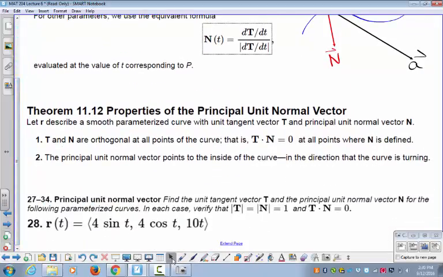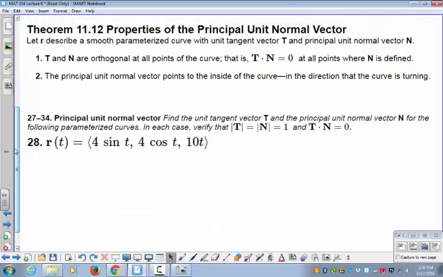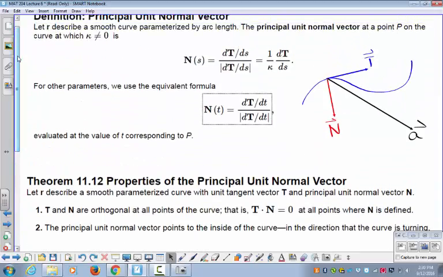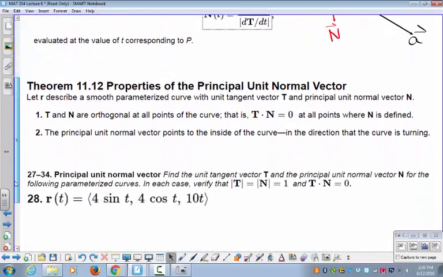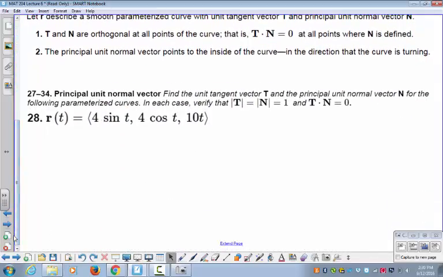Properties of the unit normal? T and N are orthogonal at all points on the curve. The principal normal points to the inside of the curve. So the principal normal is going to be pointing this way. You can always say, well, this is also normal to the curve. It's true. But that's minus N, where N is the principal normal. The principal normal will always turn into the curve, all the time. All right. So let's go ahead and do one of these.